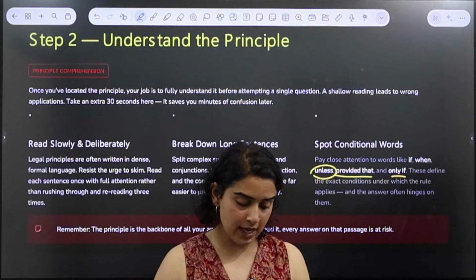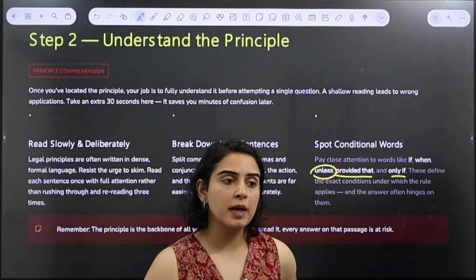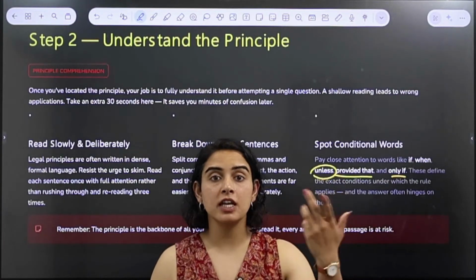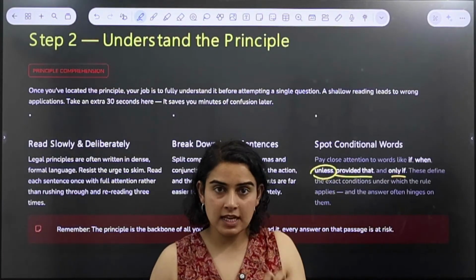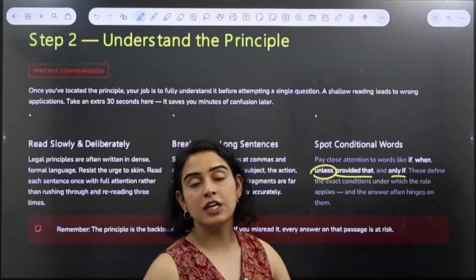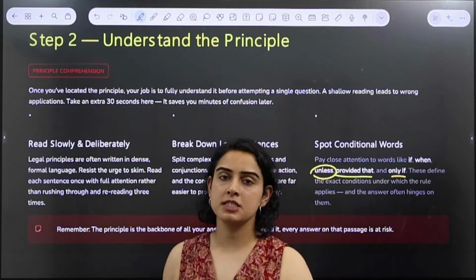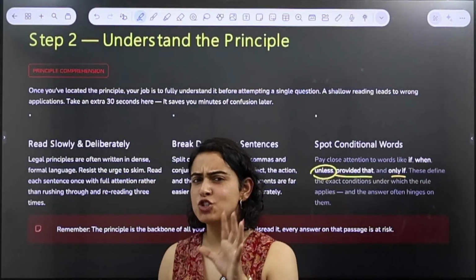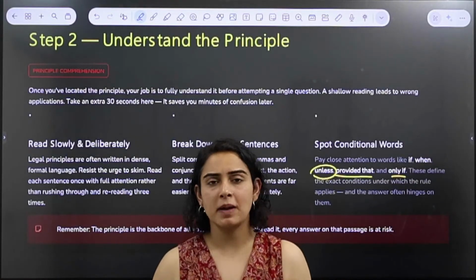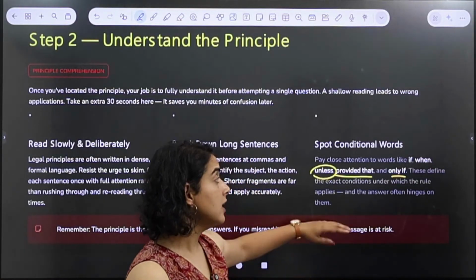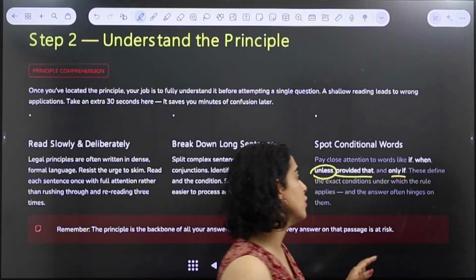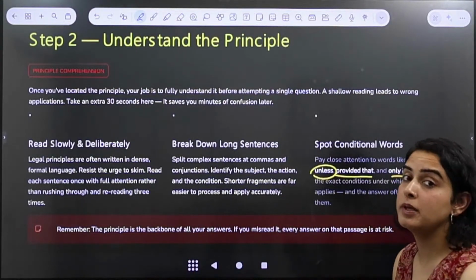Now what usually happens is that students spend a lot of time in reading things, and just to save their time, they read it really quickly. But they do not understand things, and even if they are understanding the principle, they avoid such conditional words which change the meaning of the entire principle, because like I've already said, you only have to restrict your application to the principle that has been given to you in the passage. Nothing else really matters. So just the passage only, just the principle only has to be given full attention, and the conditional words should not be ignored at any cost.